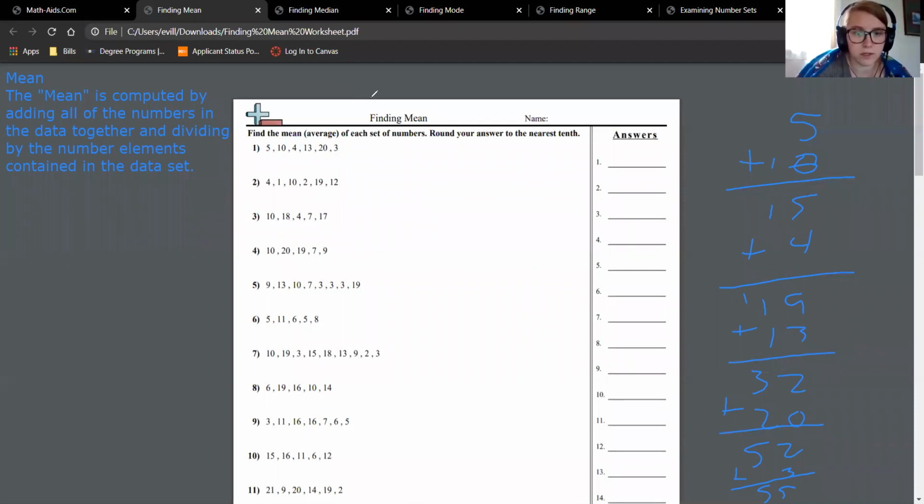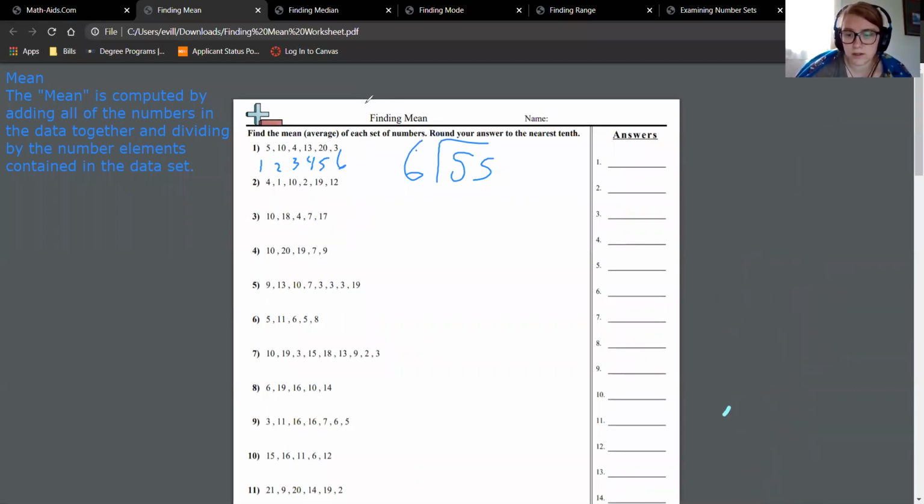Now let's double check, make sure there are 5 or 6 numbers. I forgot what I said. 1, 2, 3, 4, 5, 6. So now we know we need to take 55 and divide it by 6. I'll write this here for now, and then I'll move it again.